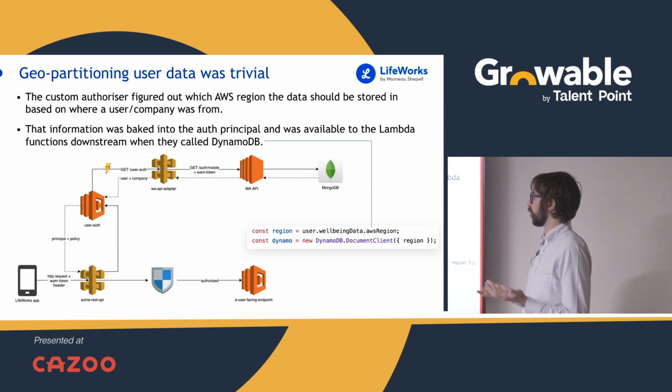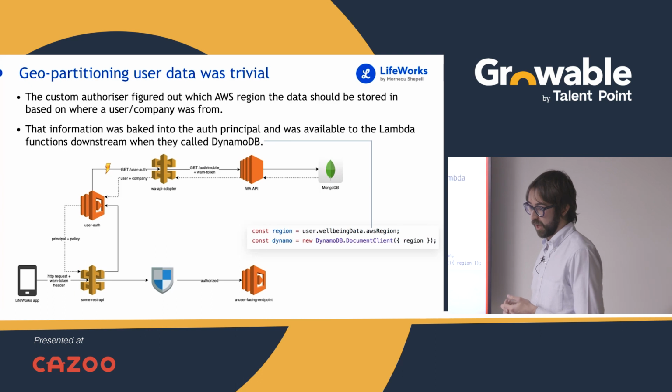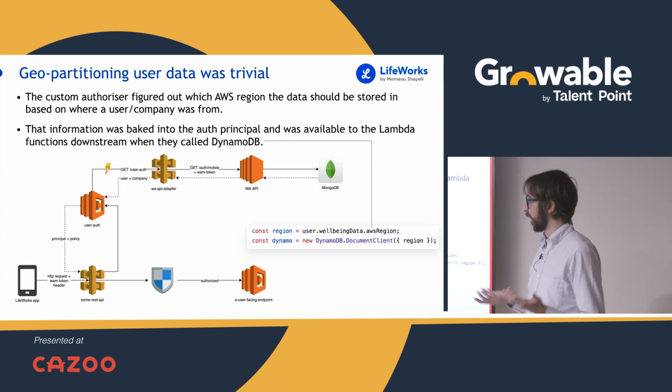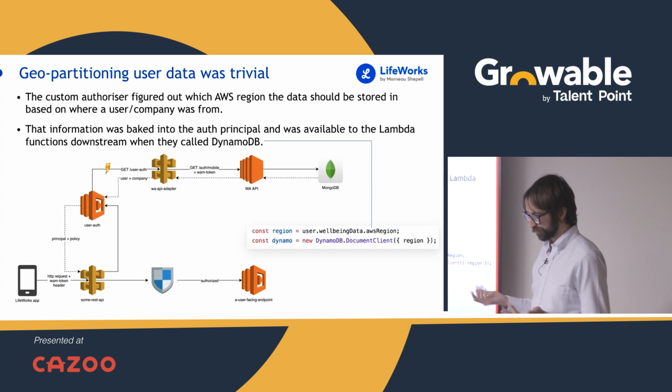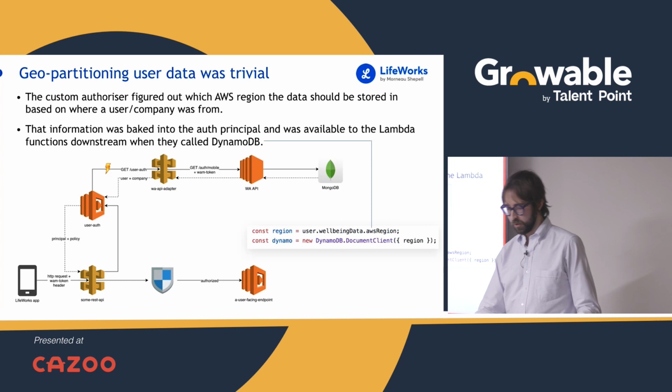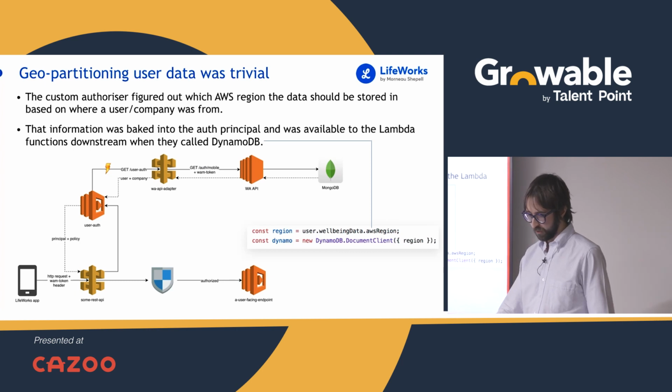And we were just able to bake in the business rules we were given to decide, based on this, where data should live. And that just got passed to the downstream Lambdas in the auth principal. And there's a little code snippet there. It was just a case of passing that region to, say, DynamoDB, and that's where the data would end up or get read from. Very simple.